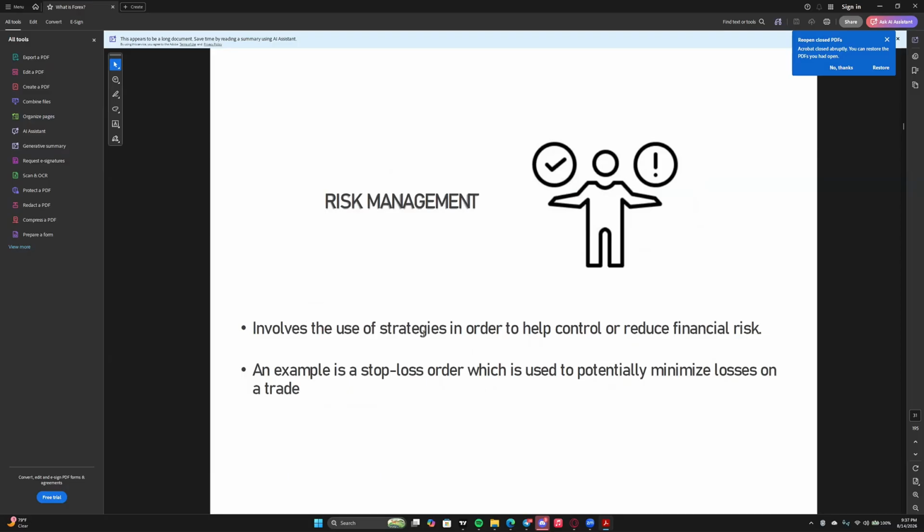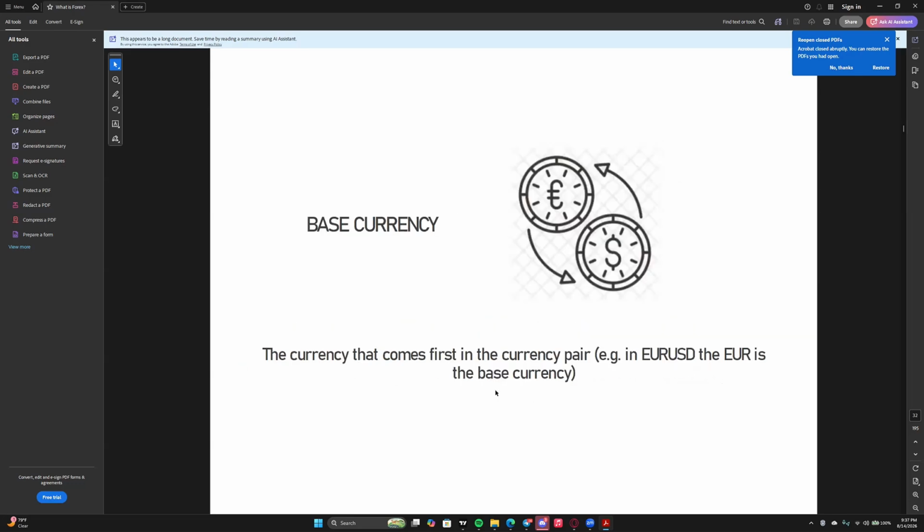Risk management involves the use of strategies to help control or reduce financial risk. This is something I will teach you in the course of this class. An example is a stop loss order, which is used to potentially minimize losses on a trade. A stop loss order is also a good risk management strategy.